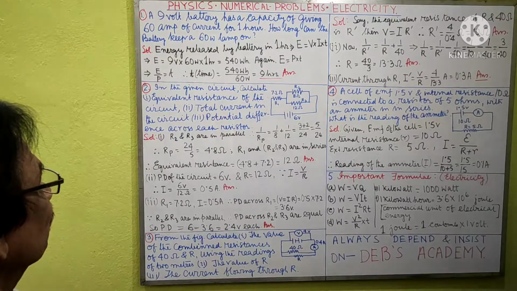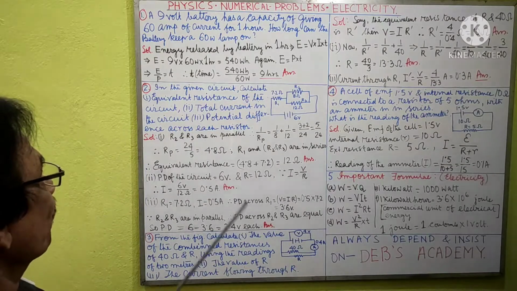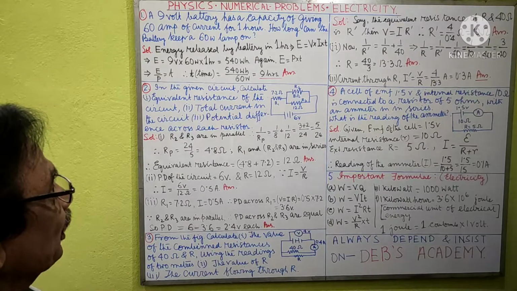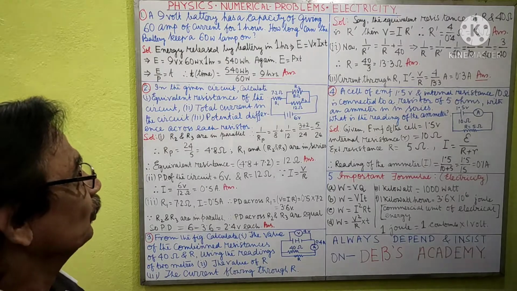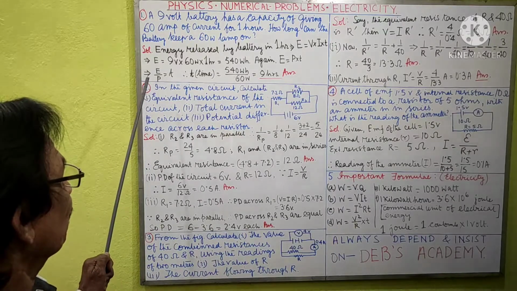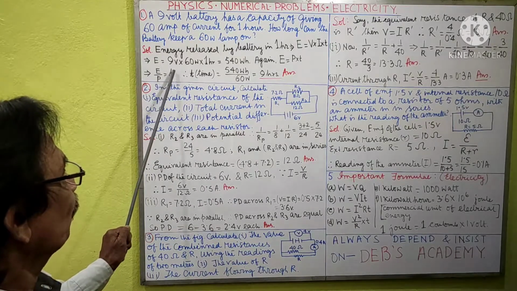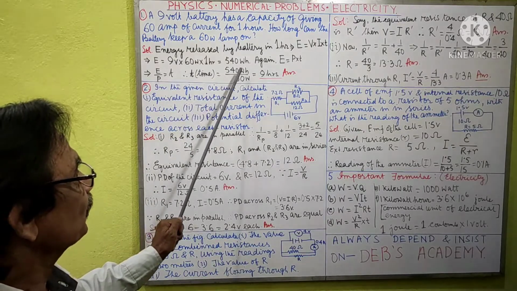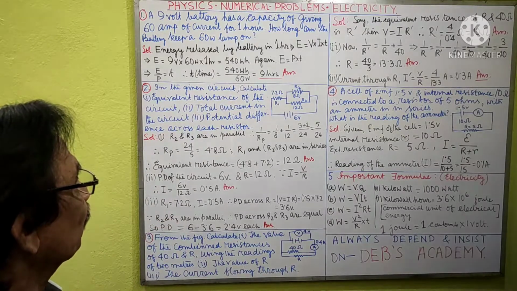The answer is: energy released by the battery in 1 hour, E equal to V into I into T. This is the formula. Therefore, E equal to 9 volt into 60 ampere into 1 hour, that is 540 watt hour.